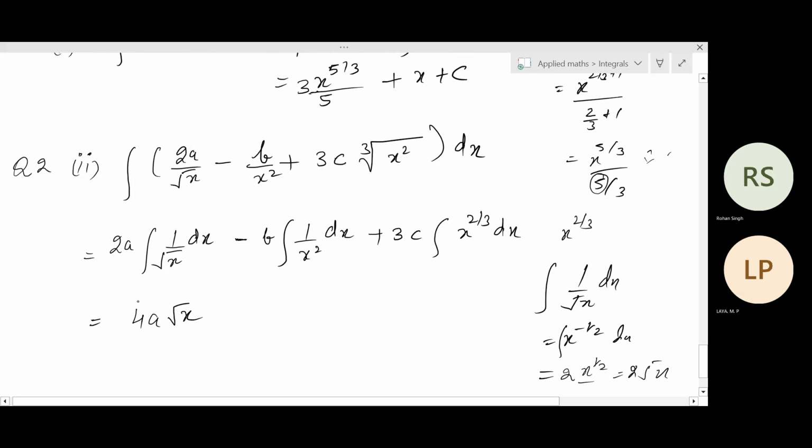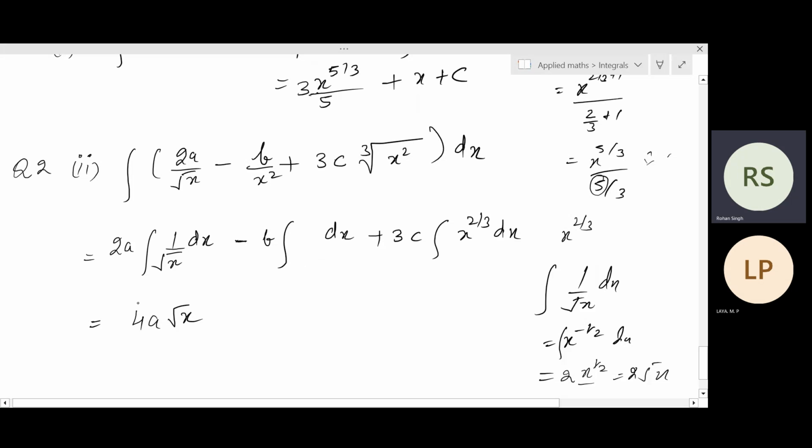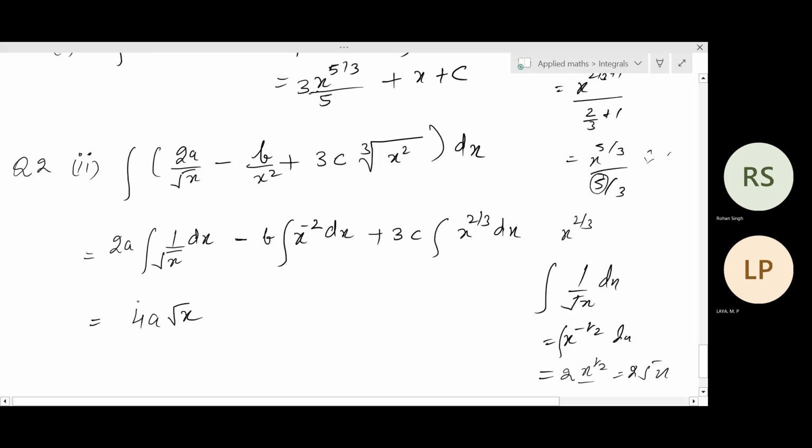Right? And then 1 over x square. Okay, so we need to write this as x raised to the power minus 2. And then we add 1 to it. Can't we think that minus 1 over x square will be the derivative of 1 by x?